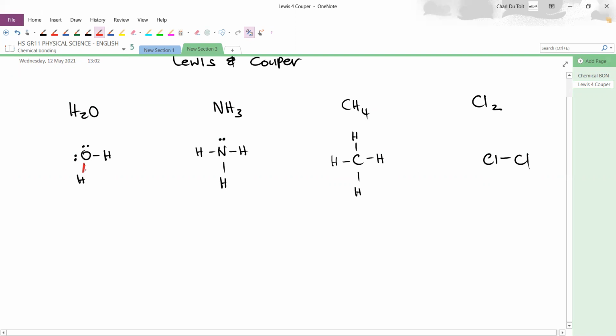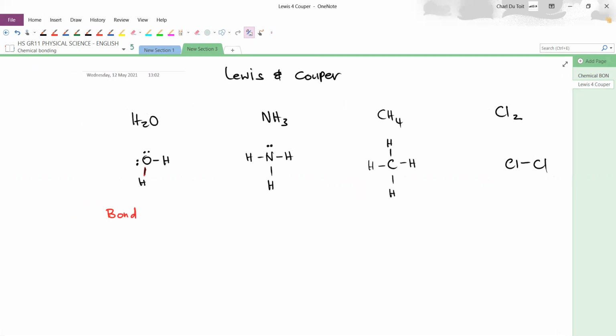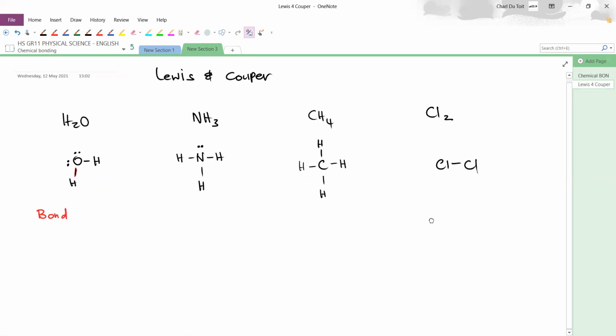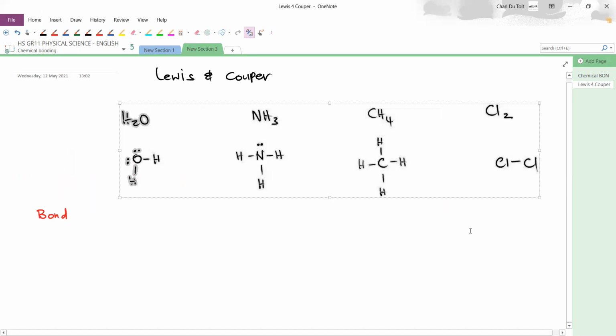So the bond in each one of those. I'm going to make the screen slightly smaller and move it to the side. Can't move it to the side, so I'll move these. Right, so any of those bonds, the bond between the oxygen and hydrogen, is it polar or non-polar?